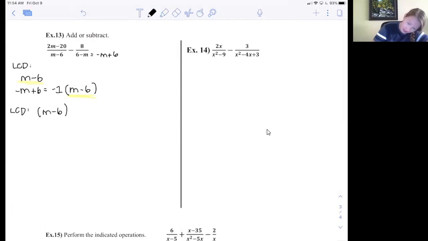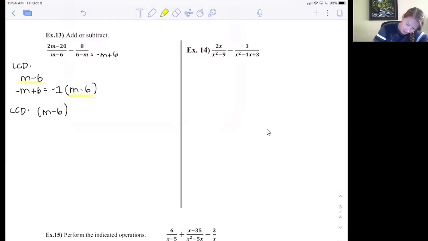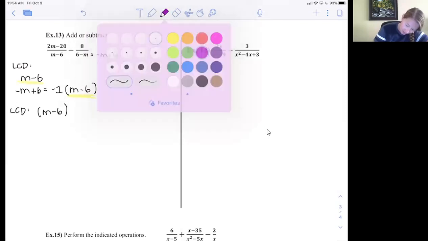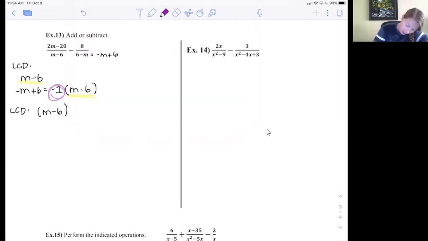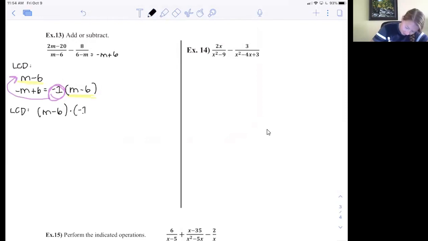And then what's different is this negative 1. So I know that I need to do times negative 1 by this top one, is what that means also. So first I'm going to times this by negative 1. And now I'm going to look at this, and I know I need to times this whole thing by negative 1.